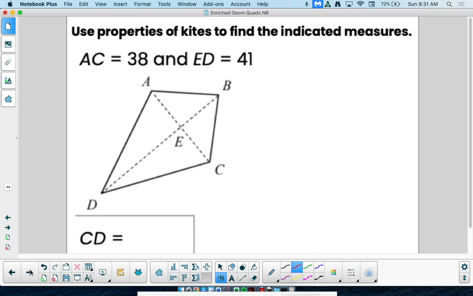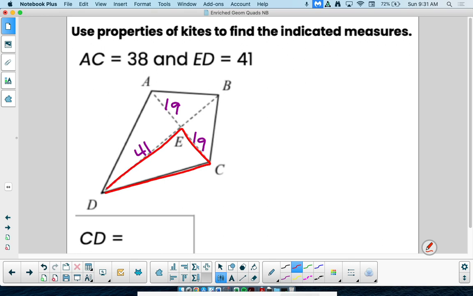Again, we have a kite, and now we're switching gears to segment side lengths. So let's label what they give us. So AC is 38. So if I divide that by 2, I know that both of these chunks right here are 19. And ED is 41. And we are looking for what? CD right here.